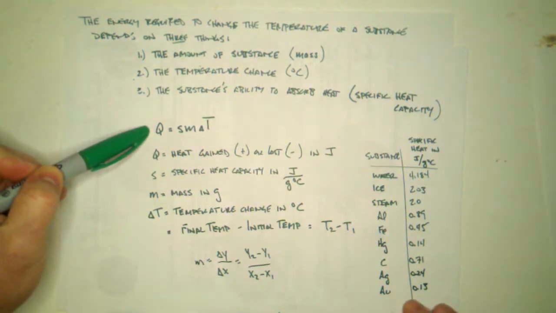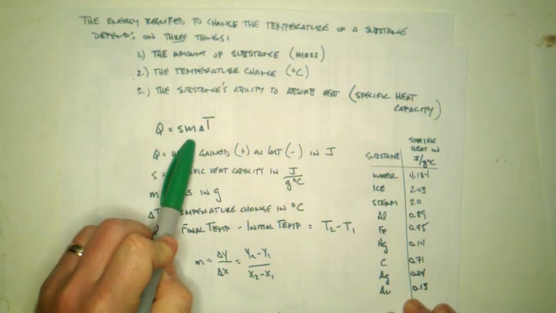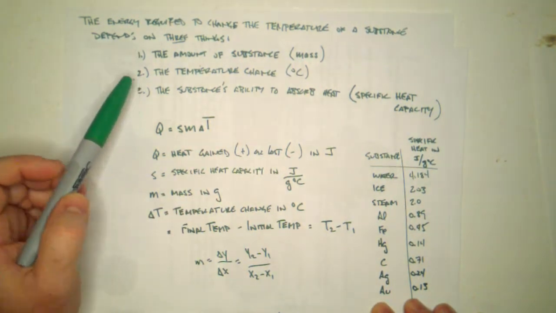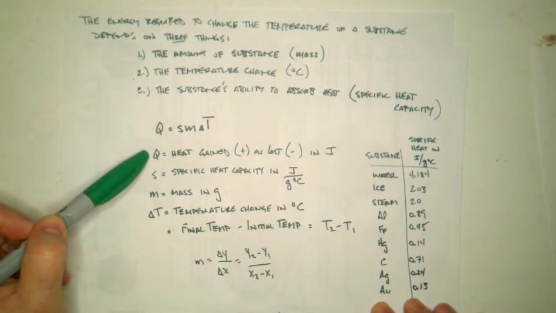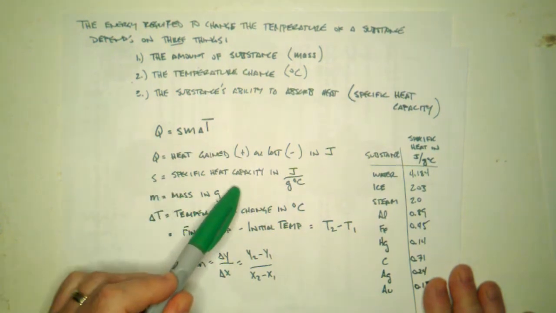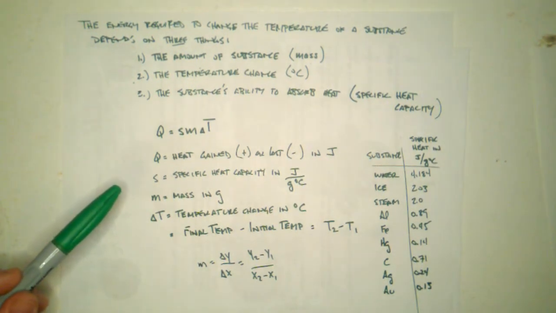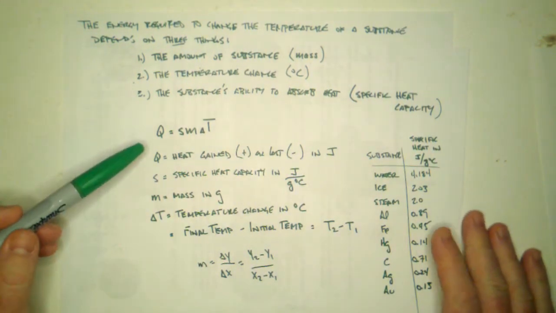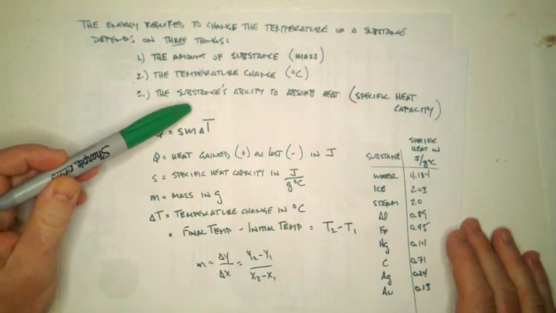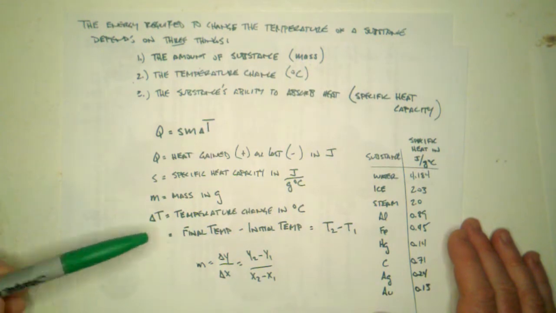Well, the energy required to change the temperature of something depends on the specific heat, its mass, and the amount of temperature difference. That's all three things you saw right here. Q represents the heat that's gained or lost, and the units for that are joules. S is the specific heat capacity in joules per gram degree C, which you could pick out of a table, or it'll probably be given to you in a problem. You're not expected to memorize all this stuff. M is going to be the mass of the material in grams. And delta T is the temperature change in degrees C.